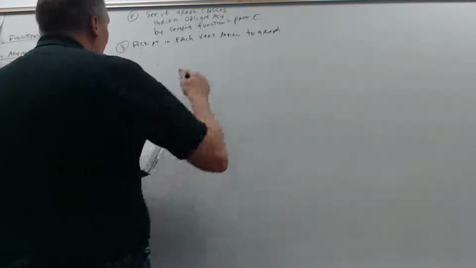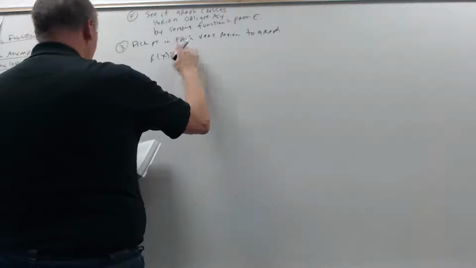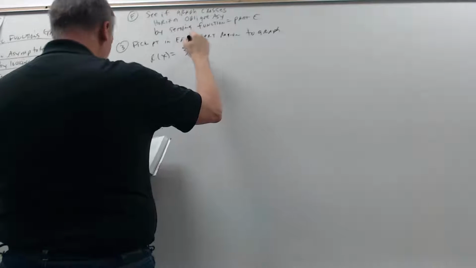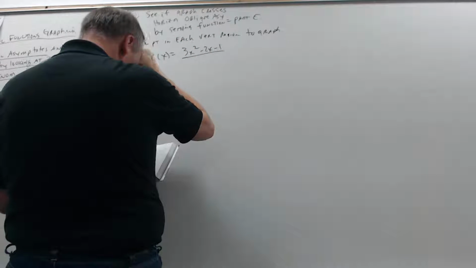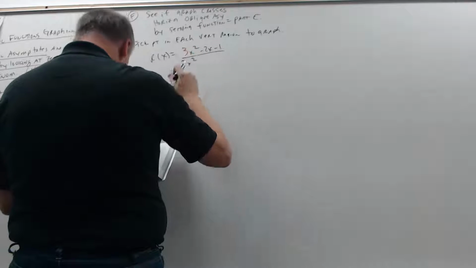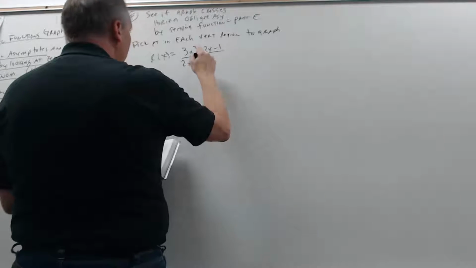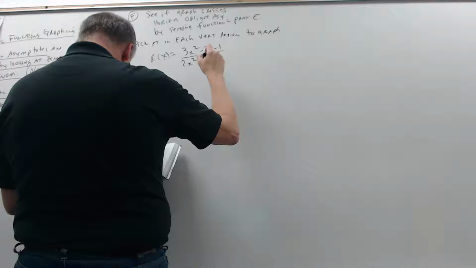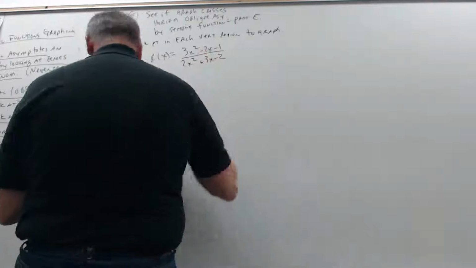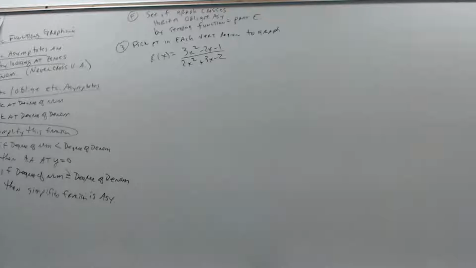Okay, how about r of x equals 3x squared minus 2x minus 1 over 2x squared plus 3x minus 2. Andrew, it must be your turn. What do you think?